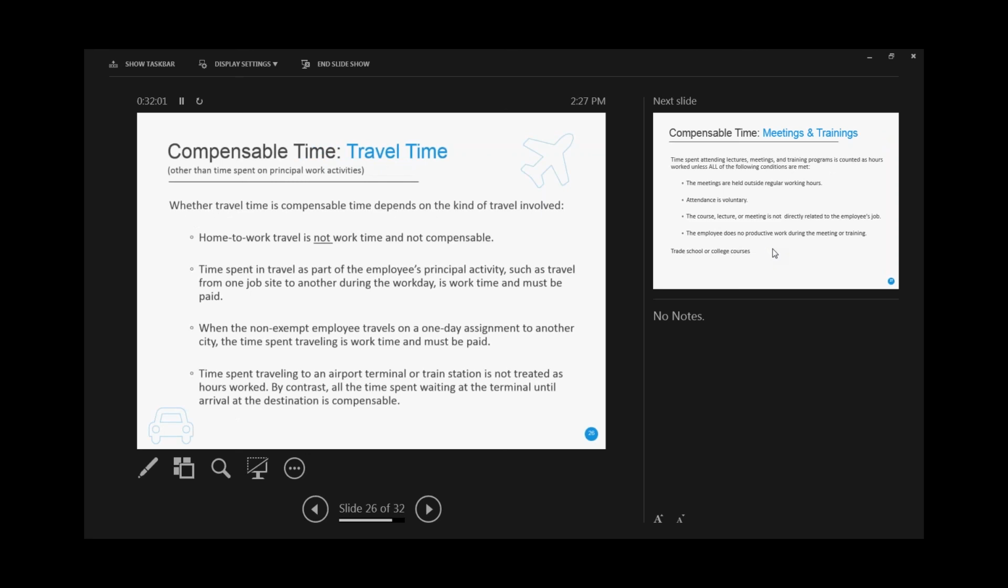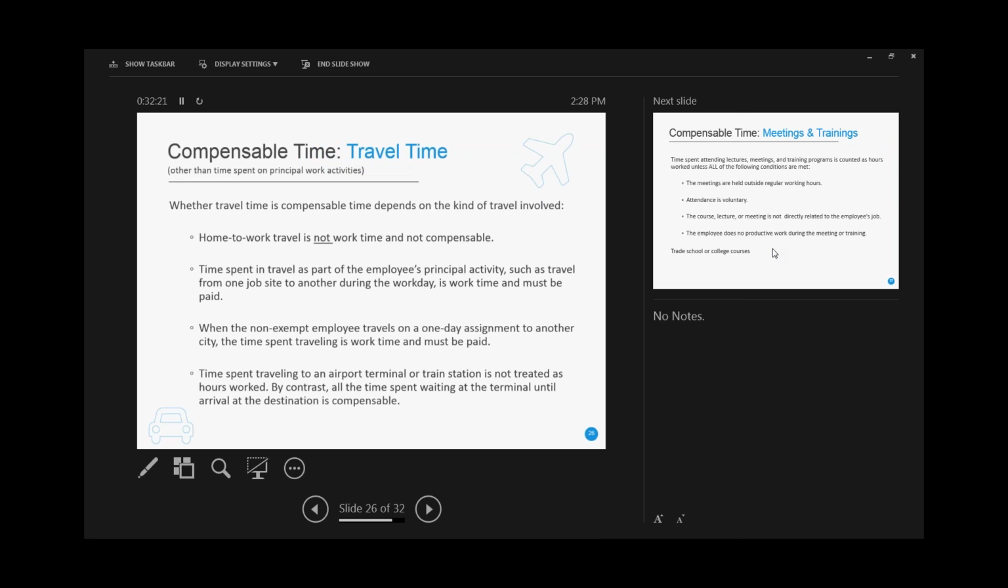So let's look at compensable time when it comes to travel for non-exempt employees. Home to work travel is not considered work time and is not compensable. Time spent in travel as part of the employee's principal activities, such as travel from one job site to another during the workday, is work time and must be paid.